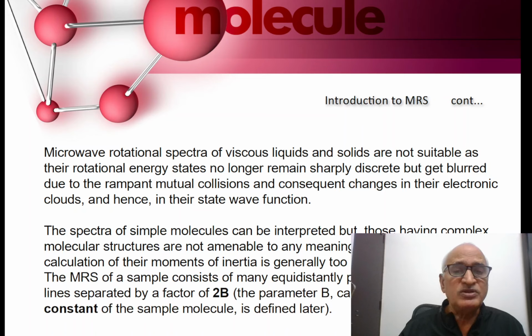When we examine the microwave rotational spectra, what we see there, we find a number of equidistantly placed sharp absorption lines, and the separation between two adjacent lines is given as 2B. What is B? This is called the rotational constant of the sample molecule. At a later stage, we will define B. The B is the parameter which can be obtained from the spectrum, and from B, we can further calculate bond distance.